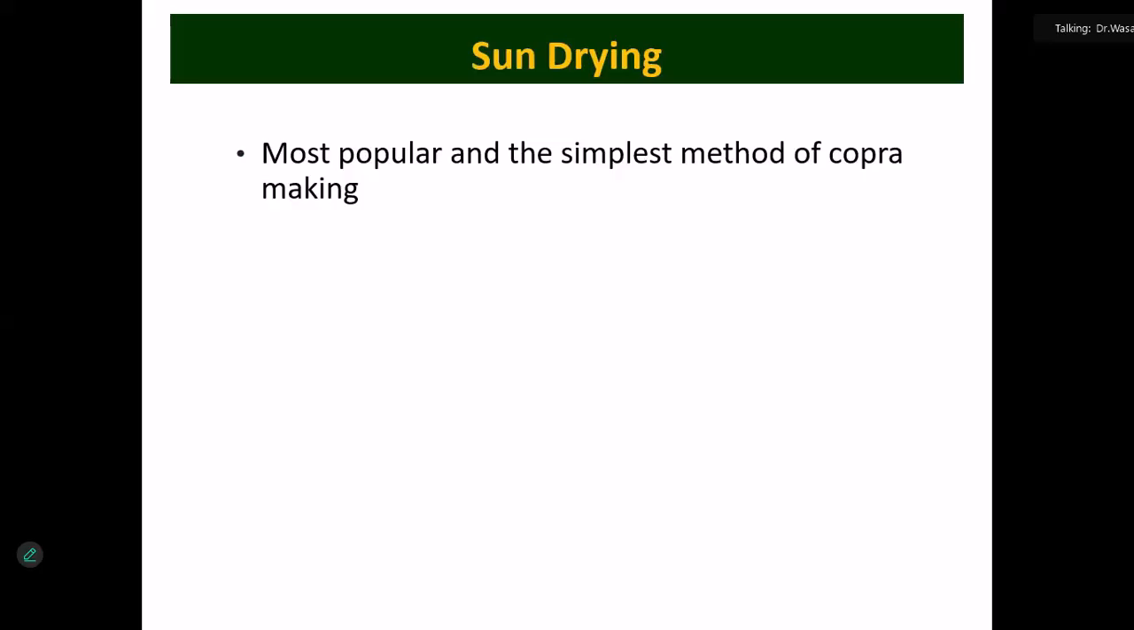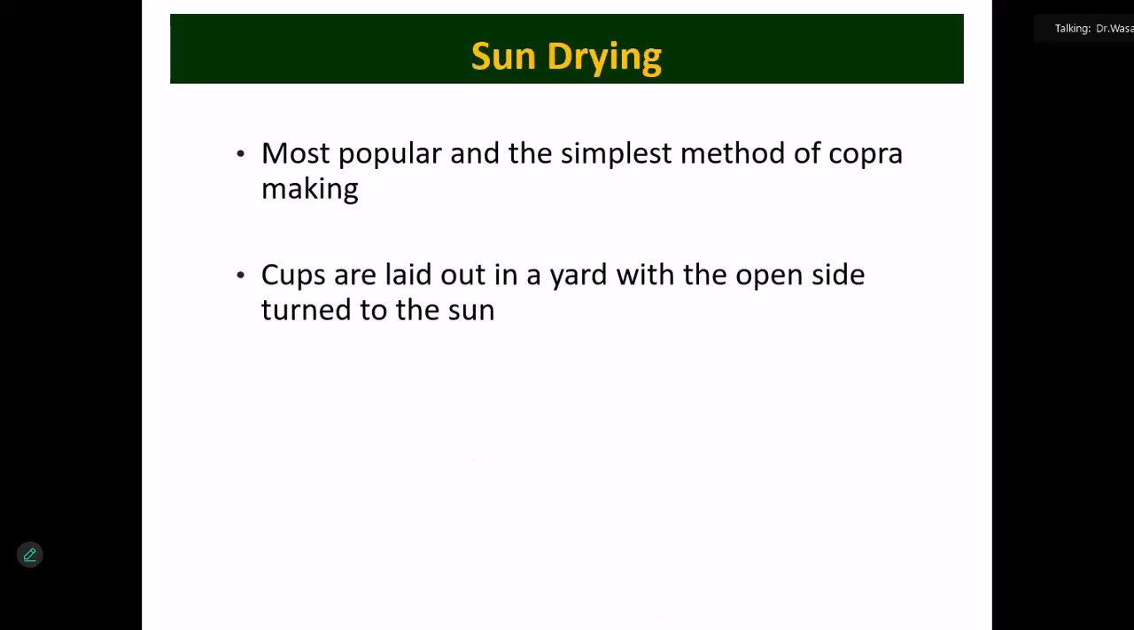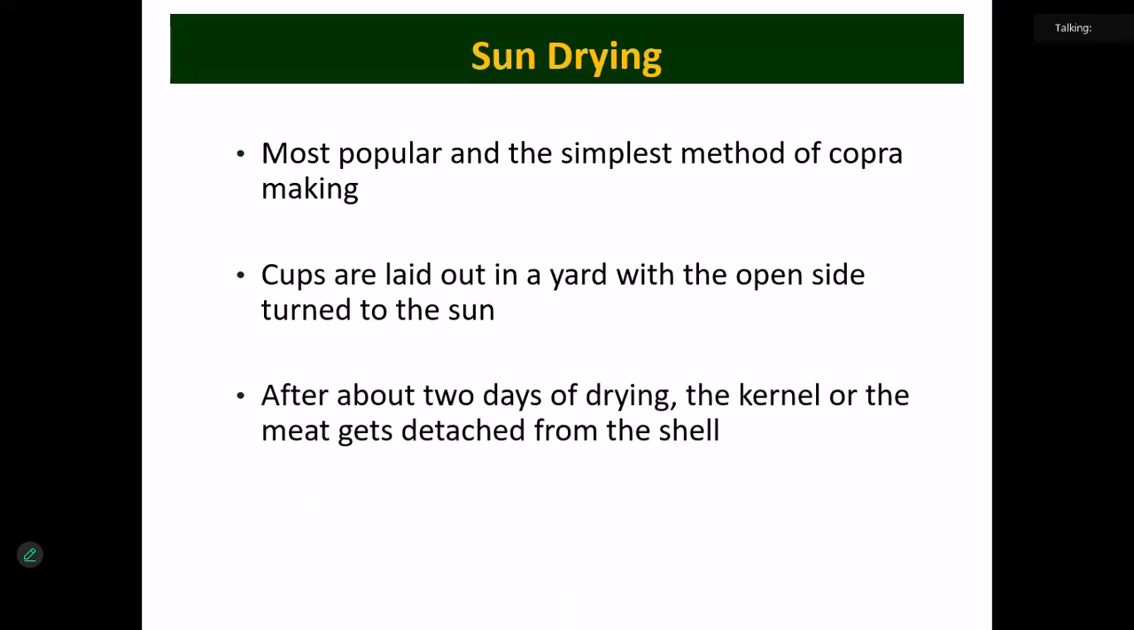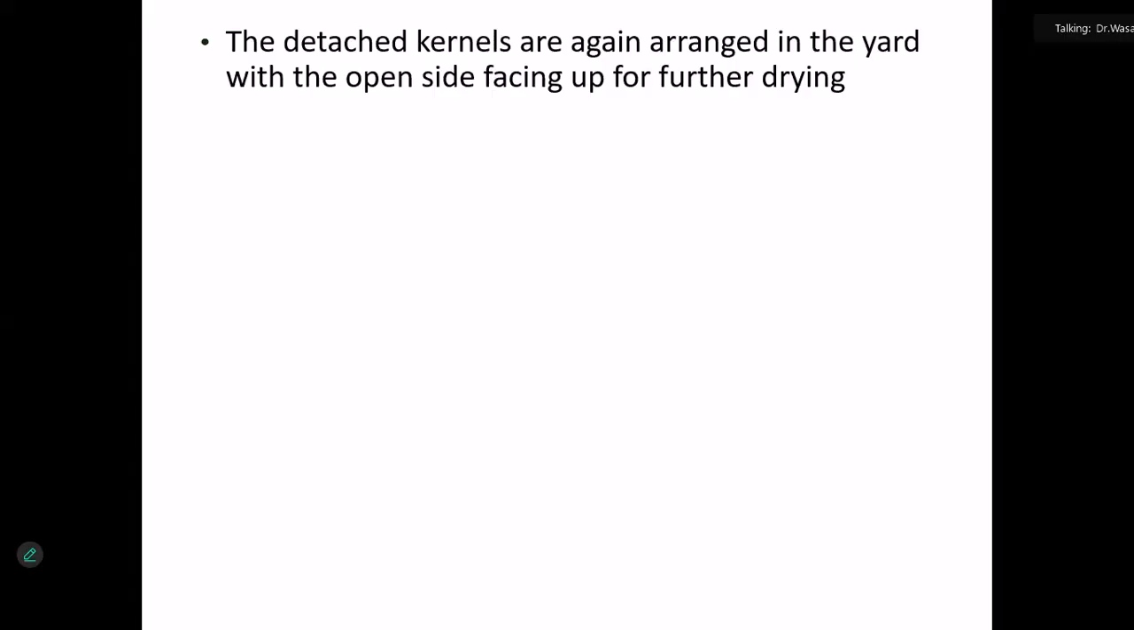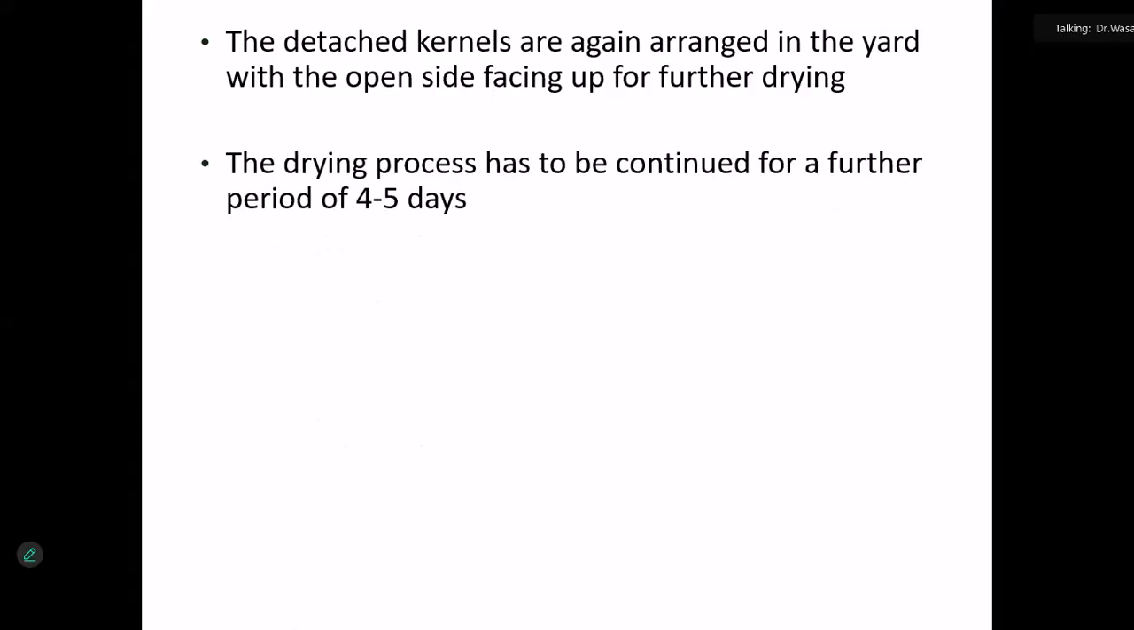Very simple, the most popular, simplest method. Cups are laid down in the yard, open side turned to the sun. After about 2 days, what happened? The kernel detached from the shell, so you can scoop it out using a wooden lever. You can remove the kernel from the shell and continue. Again in the yard, further drying, after 4 to 5 days, you can process copra.